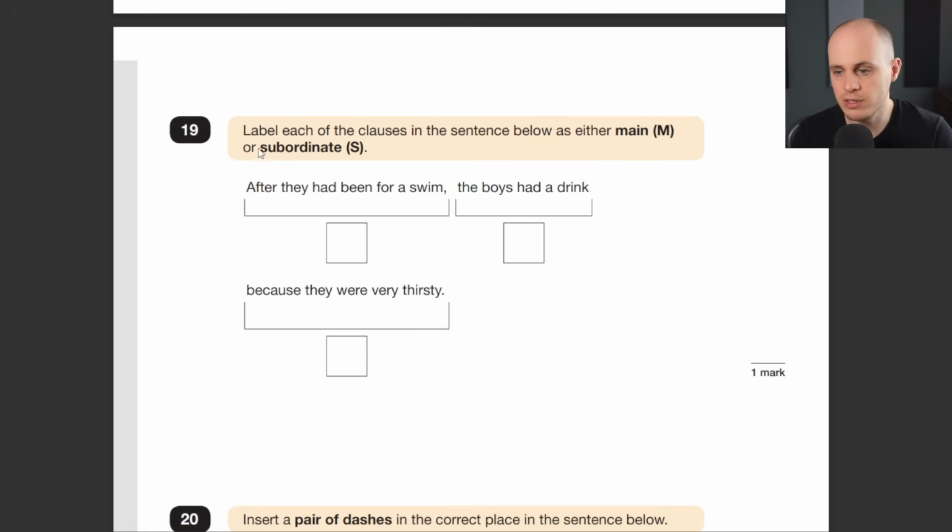Number 19, label each of the clauses as main clause or subordinate clause. Remember, main clauses make sense by themselves. You could take them out of the sentence and they are one complete idea. Subordinate clauses rely on the main clause. They don't actually make sense by themselves if you said them out loud. So let's just say them by themselves. After they'd been for a swim, that doesn't make sense, does it? That's clearly a subordinate clause because it feels unfinished. The boys had a drink. I could say that to you and it would be a complete sentence by itself. Because they were very thirsty, it needs more, doesn't it? Subordinate. Another massive clue: subordinate clauses start with subordinate conjunctions. Nice and simple. After and because are conjunctions.